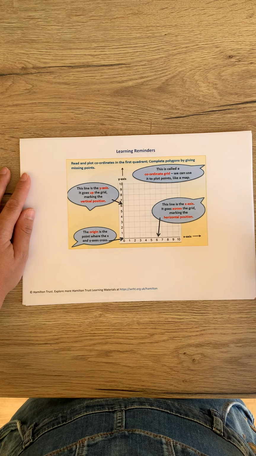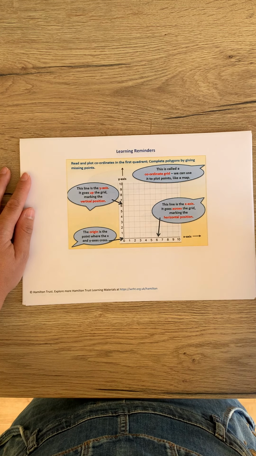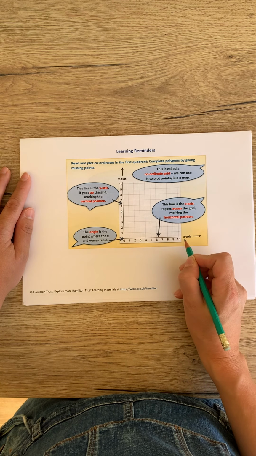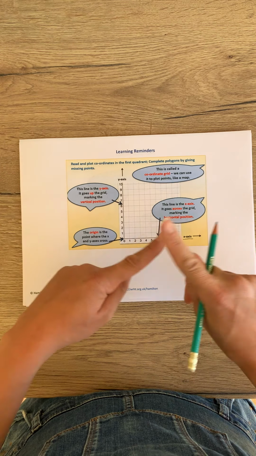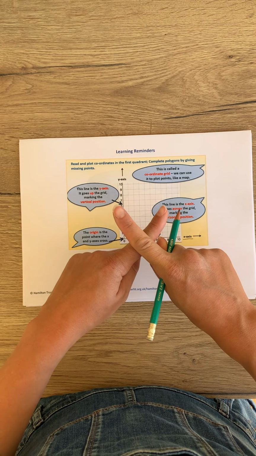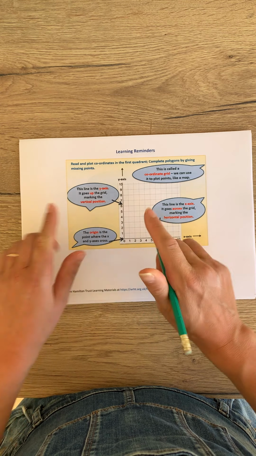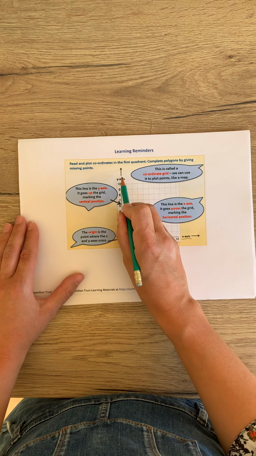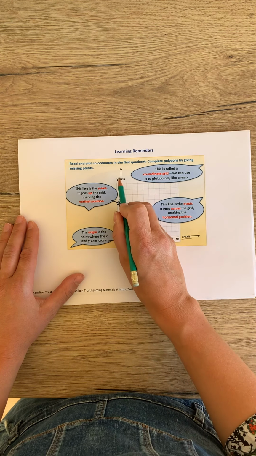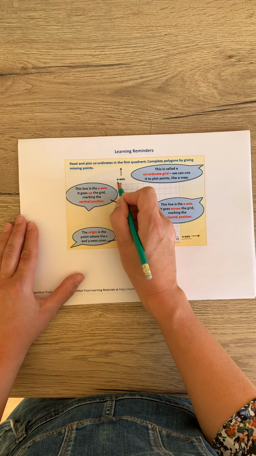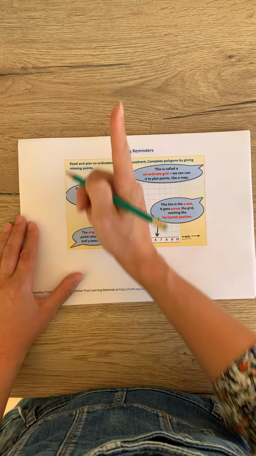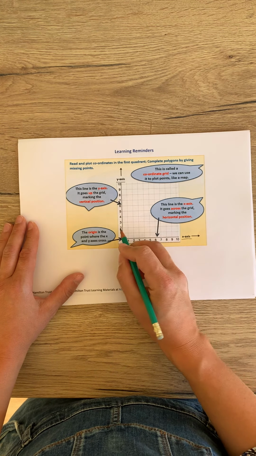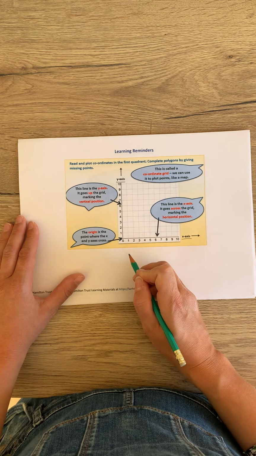So first of all, the coordinate grid is made of two axes. We have the x-axis, which goes along the bottom, and we remember x-axis because an x makes a cross and we go across the bottom. We then have the y-axis, which is the vertical axis, and I remember y to the sky, we go up. So x across the bottom, y to the sky, we go up.